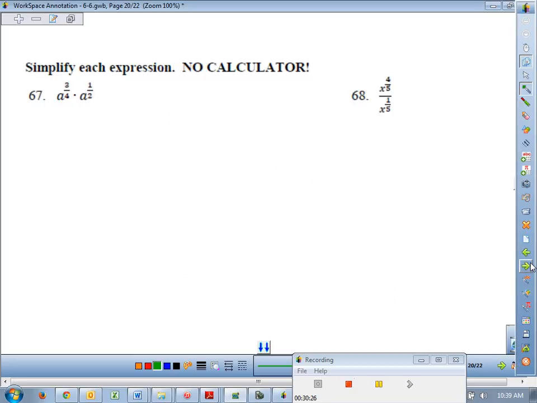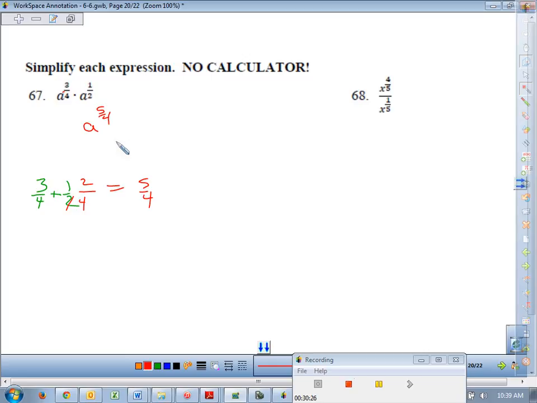Okay, next. No calculator. Same base, right? What do you need to do with those exponents? Add them up. What do you have to do to add fractions? I'm going to go off to the side and say 3/4 plus 1/2, and rewrite this with a denominator of 4. Isn't 1/2 really 2/4? What's 3/4 plus 2/4? 5/4. So this is really a to the 5/4. The question is, can you leave that as a final answer? Yes, because that rational exponent is located in the numerator, which is okay.